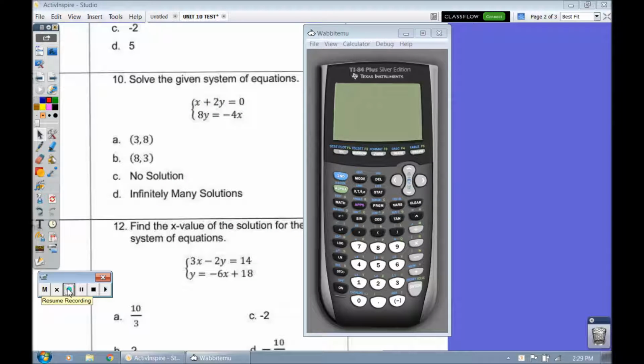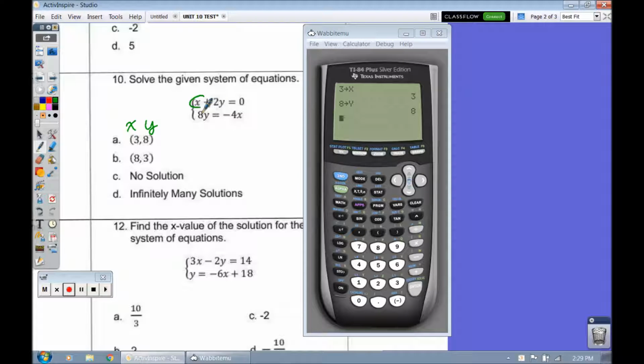10. Solve the given system. It is not in y equals, which means I cannot use my y equals button. So I'm going to use store. We'll start with our first coordinate here, 3, 8. 3 store to x, 8 store to y.